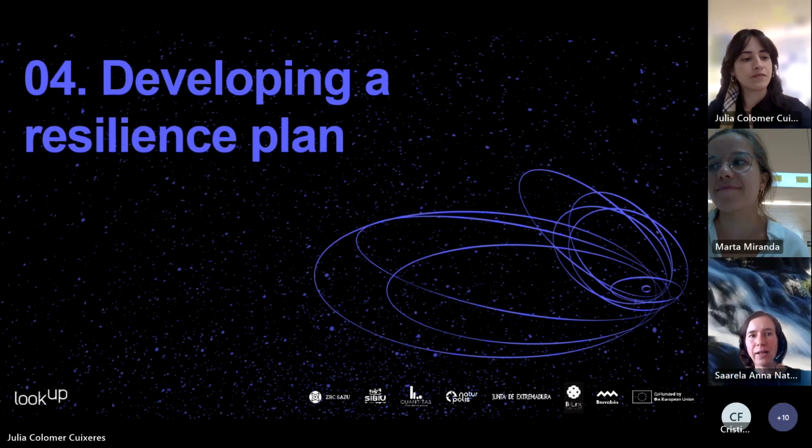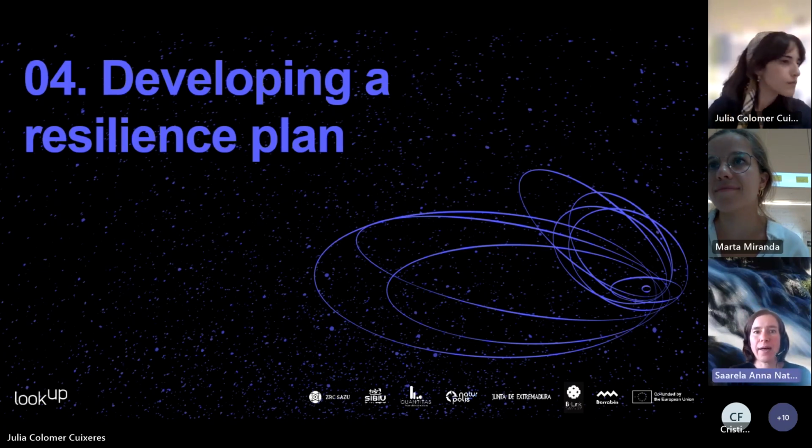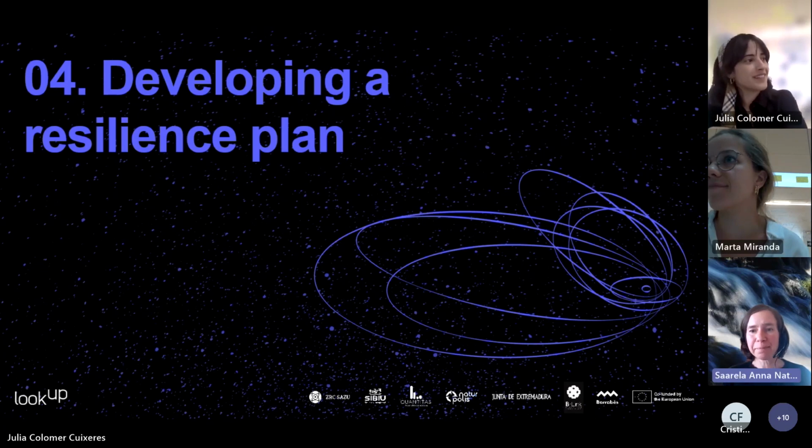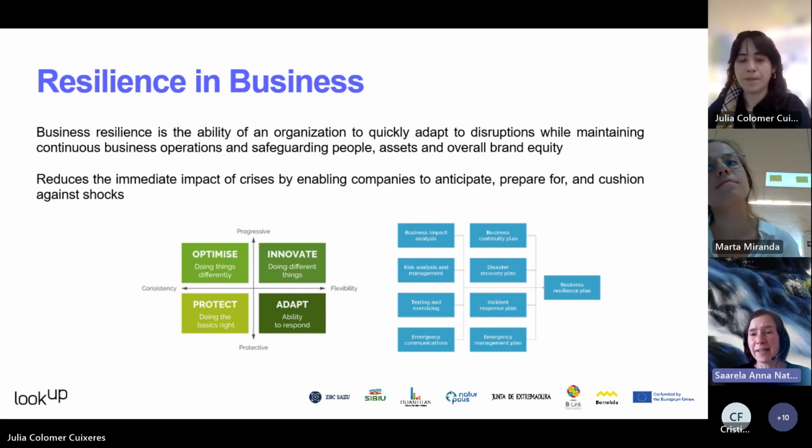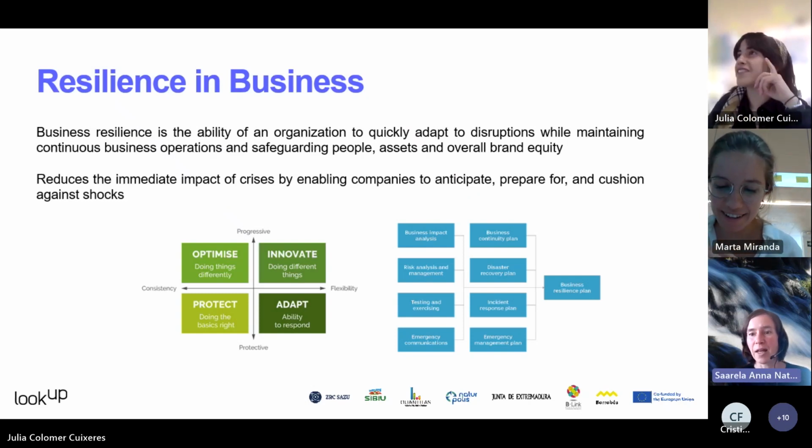So, just an example of how a resilience plan might look. Can you change to the next slide, please? Okay, just some background on what resilience in business means. Business resilience is the ability of an organization to quickly adapt to disruptions while maintaining continuous business operations and safeguarding people, assets, and overall brand security.